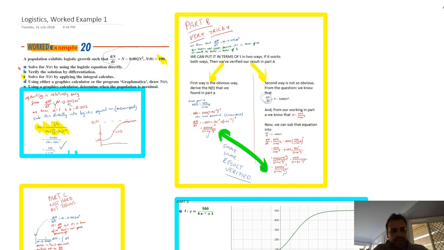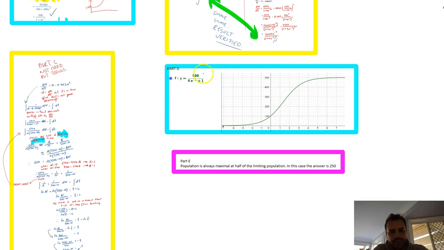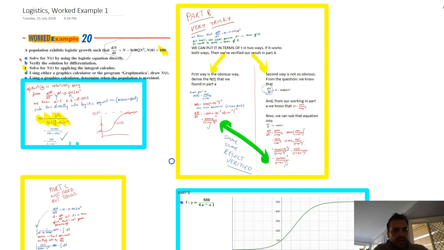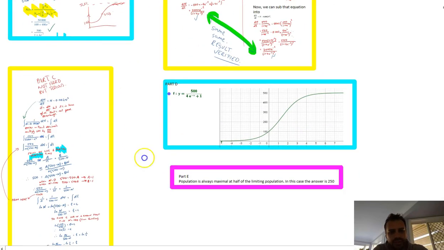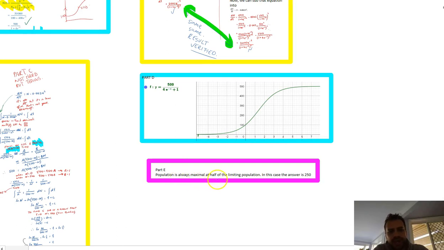Using either a graphics calculator or the program Graphmatica, draw n(t). That's what my n(t) looks like. And using a graphics calculator, determine when the population is maximal. Population is always maximal at half of the limiting population. The limiting population looks like 500 here. Maximal 200 and 250.